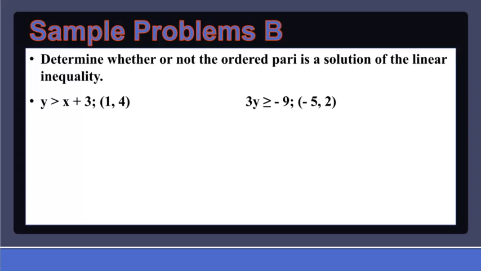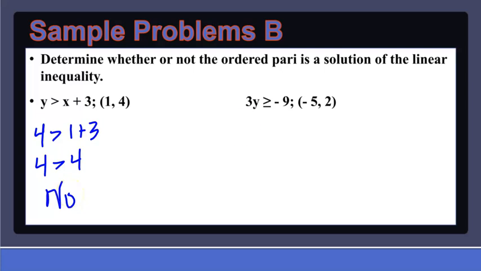Next, here we want to determine whether or not the ordered pair is a solution of the linear inequality. So all I have to do is plug this in for x and y to see if it's true. So when y is 4, does 1 plus 3 work? Is 4 greater than 4? No, because it can't equal 4. So no, that one's not working.